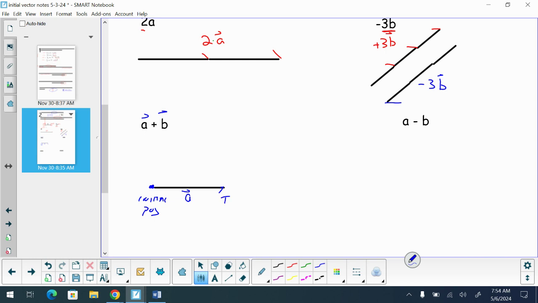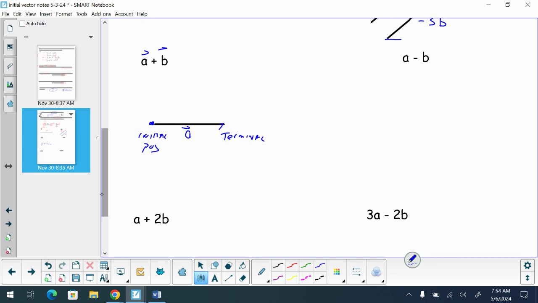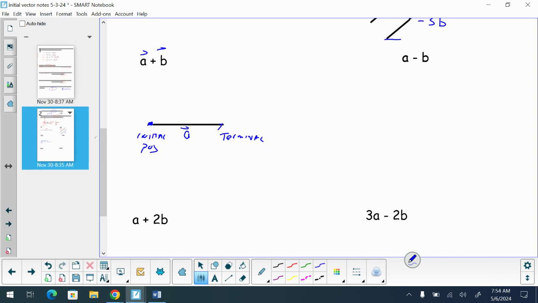This is my terminal position. And the arrow, once again, tells us which direction we are going. I'm starting here, and I'm going in this direction. So the half arrow tells us which way we're going. We are stopping at this point. So we have traveled vector A.